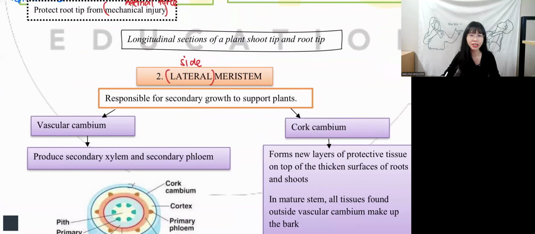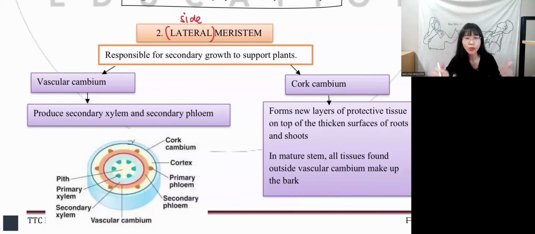Next, we talk about lateral meristem. Lateral means what? Lateral, it means for them to grow sideways. For secondary growth. Secondary growth only for woody plant. Non-woody plant don't carry out secondary growth, okay? For woody plant, they carry out secondary growth because they want to increase in diameter. We have 2 cambium, vascular cambium and cork cambium.